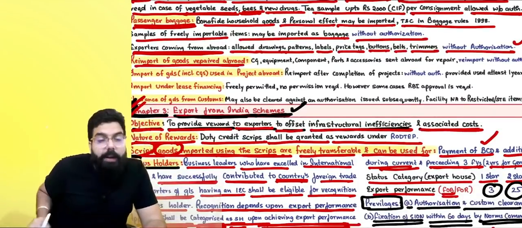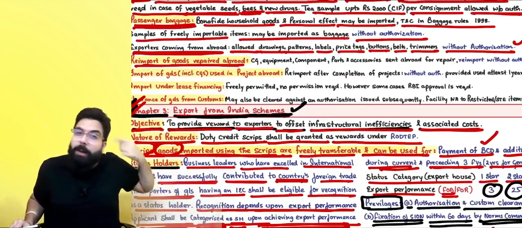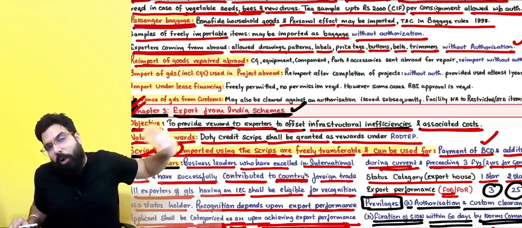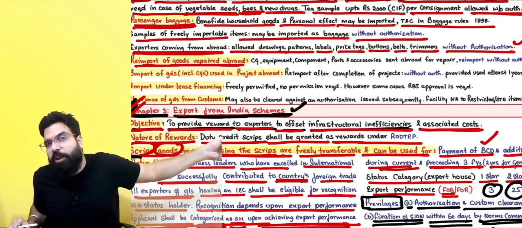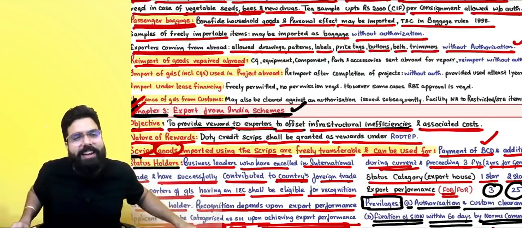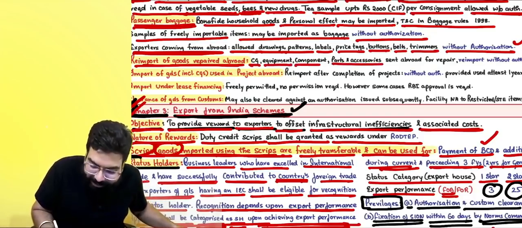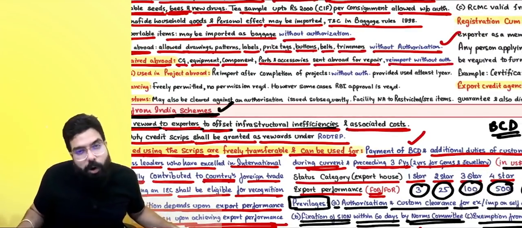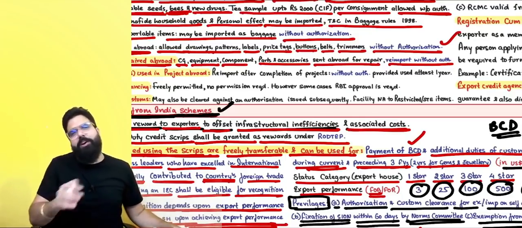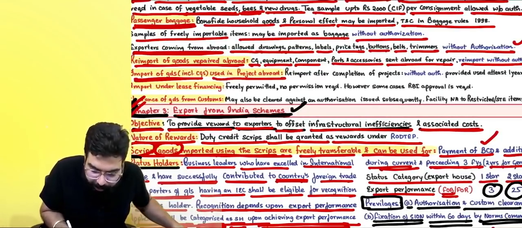Next, re-import of goods repaired abroad. I exported the goods, repair happened, and it is re-imported. Re-import is a fresh import, but they have said that when you have sent the goods for repair, going and coming, the fare plus the fair cost of material and labor is the amount on which you have to pay the custom duty. That is not the question here. They are telling, sir, capital goods, equipment, components, parts and accessories sent abroad for repair can be re-imported without authorization. Here they are talking about whether DGFT authorization will be required or not. Not required.